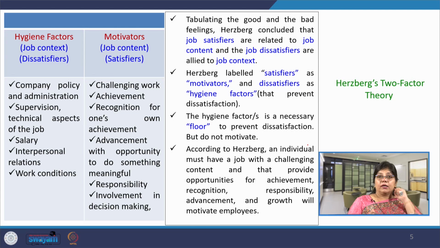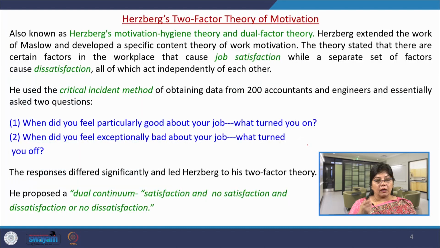According to Herzberg, if motivating factors are missing in any job, there is no motivation, only dissatisfaction of continuing the job, but not gaining beyond performing the task. This was the extension of Maslow's need hierarchy theory: if Maslow identified all the needs in a hierarchy, Herzberg identified them in a continuum, that is, motivators and hygiene factors. So, this is about Herzberg's two factor theory of motivation.